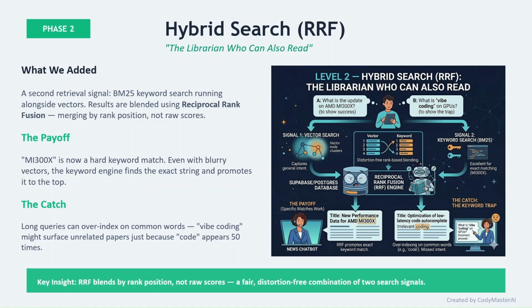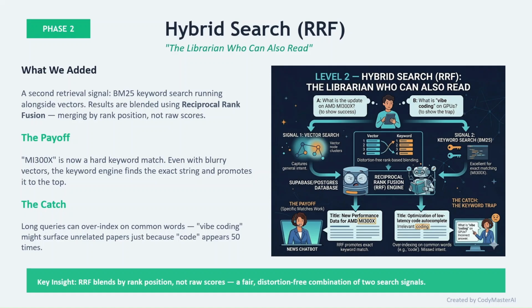Why is this better? RRF doesn't add the two scores together, which would be mathematically unfair since they use different scales. Instead, it blends them by rank position, a fairer, distortion-free combination. The payoff is MI300X is now a hard keyword match. Even if the vector was blurry, the keyword search finds the exact string in the article text and promotes it to the top. Specific tickers, model names, and technical jargon can now work more reliably in the chat.